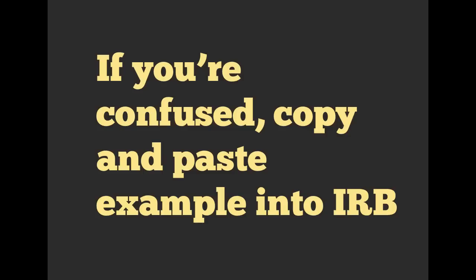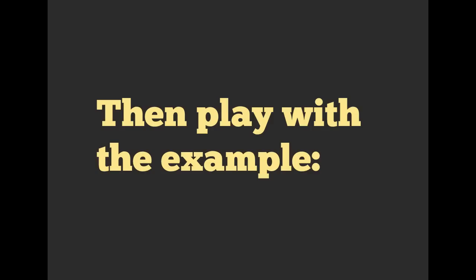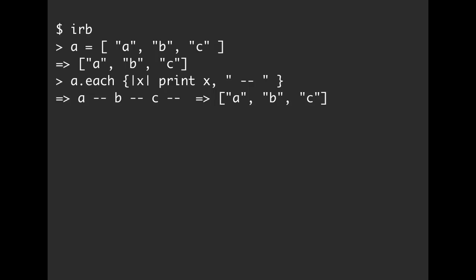So when you're inside of IRB, now we can play with the example. We open up IRB, paste it in, and then we iterate over it. So there we go. We do want to make sure and double check that we get the same result that was listed in our documentation. And this is very important. Otherwise, maybe they have a different library installed or something along those lines.